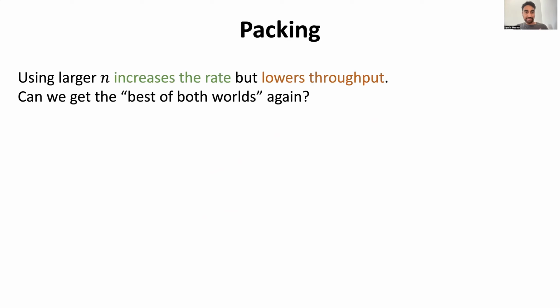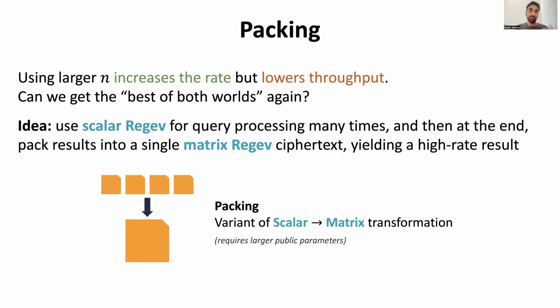A question we ask is, can we get a rate that's higher than 50%? The fastest way to get a rate higher than 50% would be to use a larger N, but unfortunately that lowers the throughput, because now all our matrix multiplications are with this larger N.